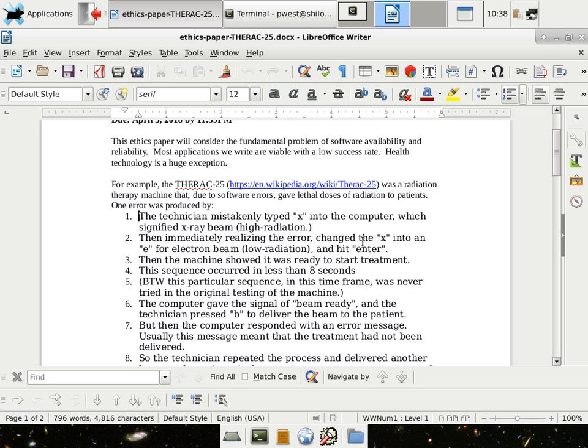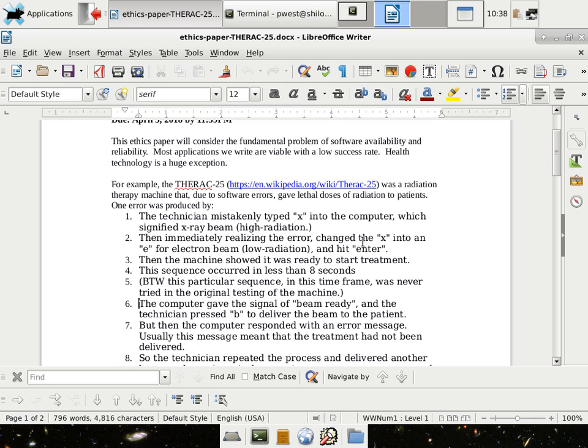Okay, the machine showed it was ready to start the treatment after that because they changed it from high energy to low energy. This sequence occurred in less than 8 seconds. Keep that in mind, all this occurred in less than 8 seconds for this error to happen. Also, by the way, this particular sequence in this time frame was never tried in the original testing of the machine. They never actually tested for this, but let's go ahead and keep going.